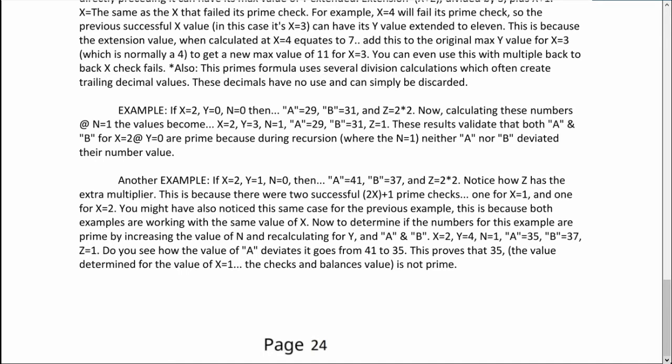Now to determine if the numbers for this example are prime, increase the value of n and recalculate for y and a and b. X equals 2, y equals 4, n equals 1, a equals 35, b equals 37, and z equals 1. Do you see how the value of a deviates as it goes from 41 to 35? This proves that 35, the value determined for x equals 1, the checks and balances value, is not prime.